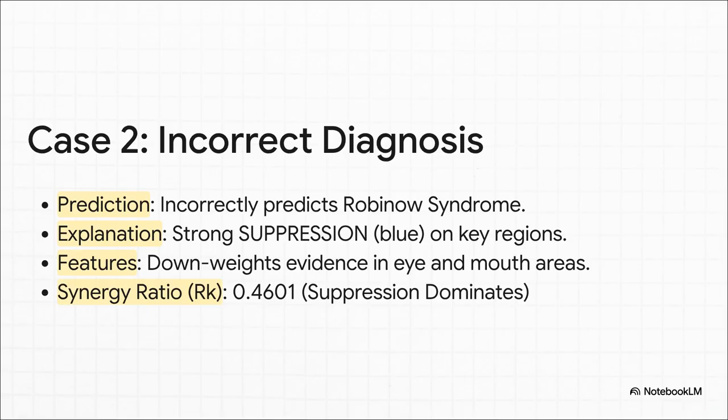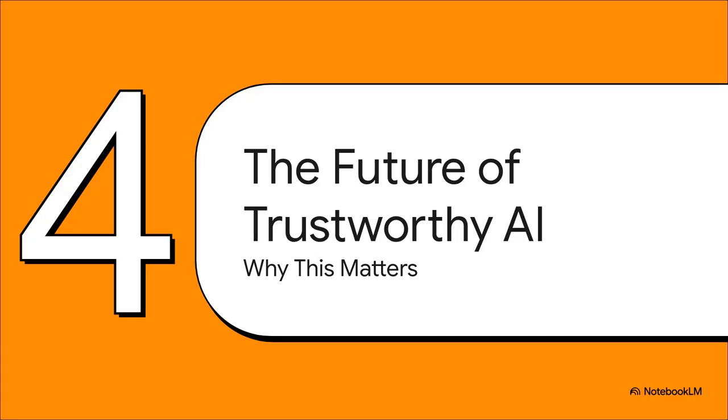And the low synergy ratio tells the tale. This internal conflict, this suppression, is what sent the AI's reasoning off the rails and led to a really dangerous mistake. And that right there, that ability to perform an autopsy on an AI's mistake is why this is all so incredibly important. This is about building a future where we can actually truly trust these systems.